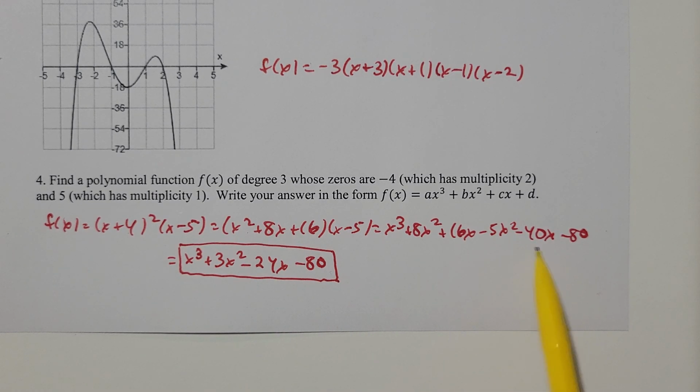16x minus 40x, that's minus 24x, and then minus 80 at the end. Okay, so that'd be the answer.